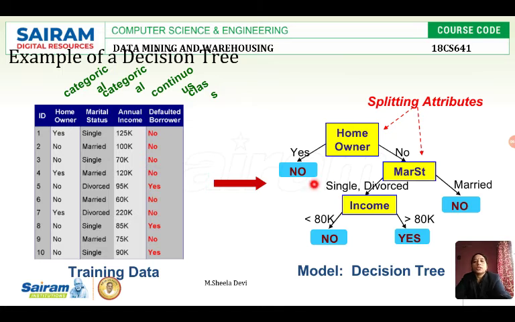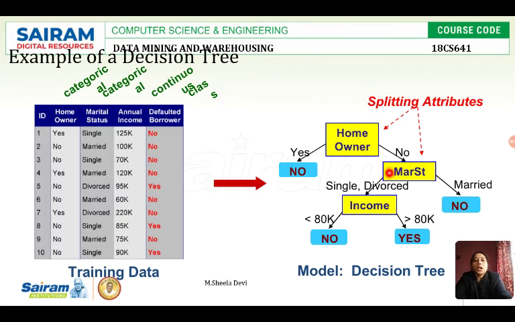Okay, so first, as the first property, we are taking homeowner. So I am taking homeowner here. Either he is a homeowner, yes, or no. If he is not a homeowner, we have to see the marital status. I am dividing it into how many attributes? Here under homeowner I have only 2 attributes called yes and no. So I am dividing it into yes and no.